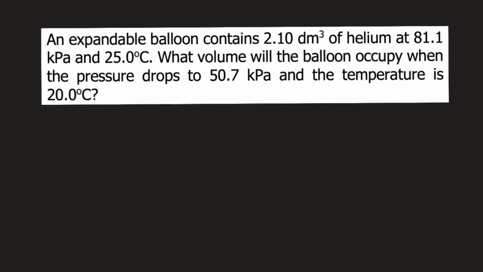An expandable balloon contains 2.10 cubic decimeter of helium at 81.1 kilopascal and 25 degrees Celsius. What volume will the balloon occupy when the pressure drops to 50.7 kilopascal and the temperature is 20 degrees Celsius? To solve this problem, we will use the combined gas laws. The formula for combined gas laws is P1 V1 over T1 is equal to P2 V2 over T2.